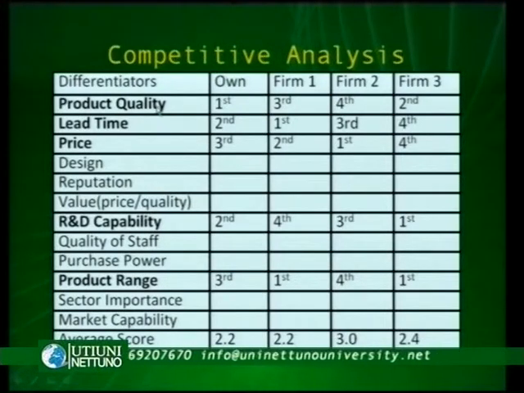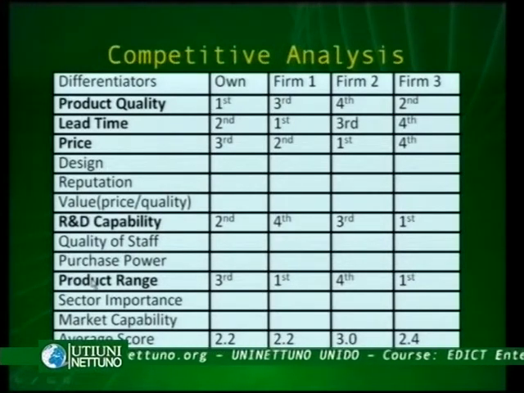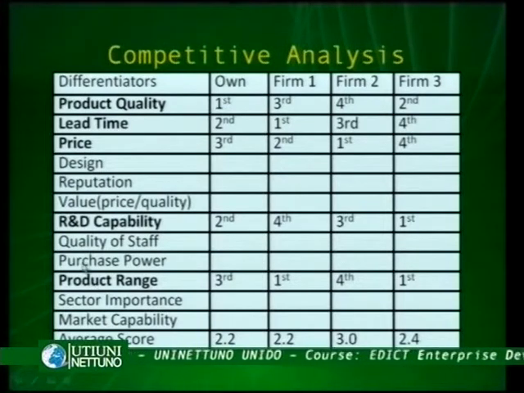The reason for that is because I'm showing that there's more than just a few differentiators, but I'm picking out for an example the more important ones on the chart here in terms of product quality, lead time, price. Then we skip a few and go down to R&D capability, product range. They're the more important ones. And at the very bottom, we work out an average score. And the lower the score, the better.